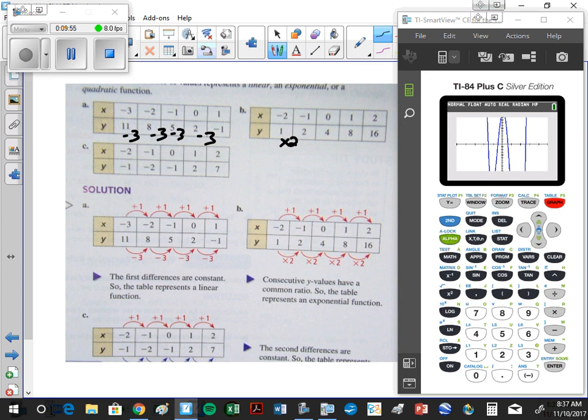So if we try the addition, I get plus 1, plus 2, plus 4, plus 8. And then if I did the second differences, plus 1, plus 2, plus 4, it's pretty obvious that's not going to work. So now we try multiplication. Times 2, times 2, times 2, times 2, and that's it. Multiply by 2. So this is what type of equation? Exponential.